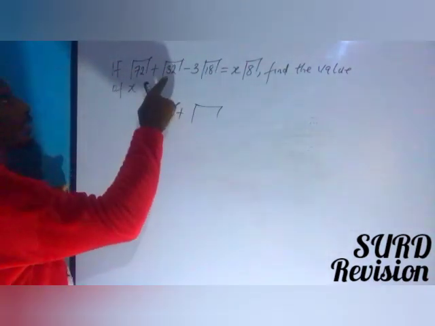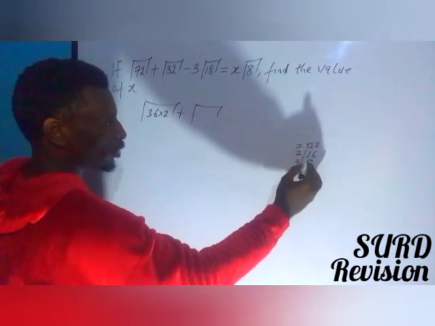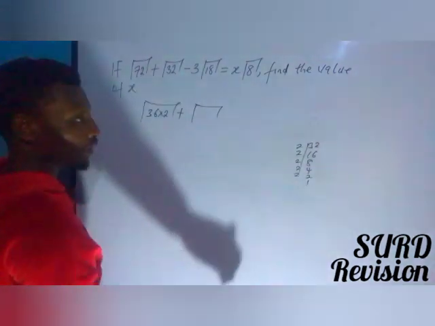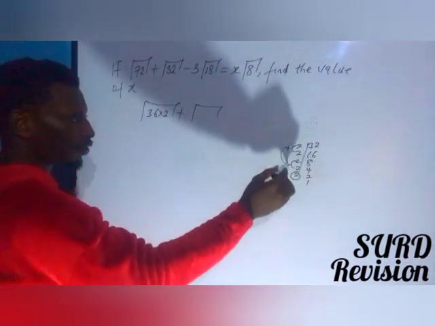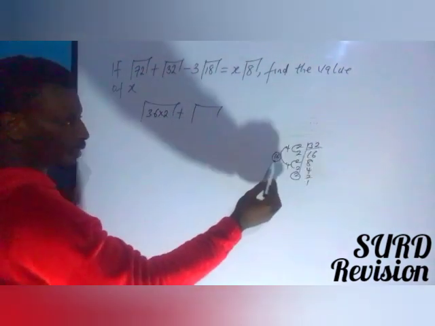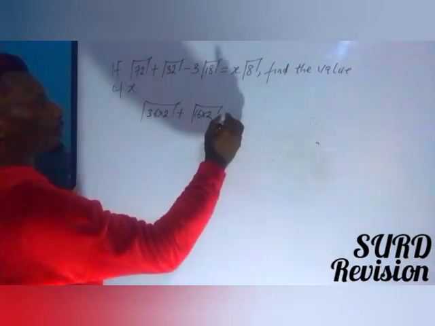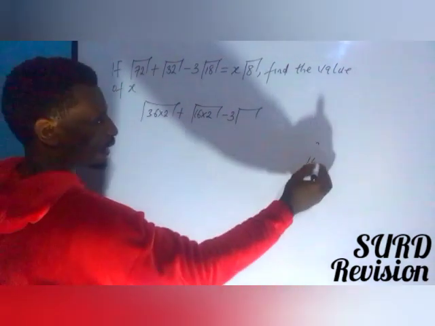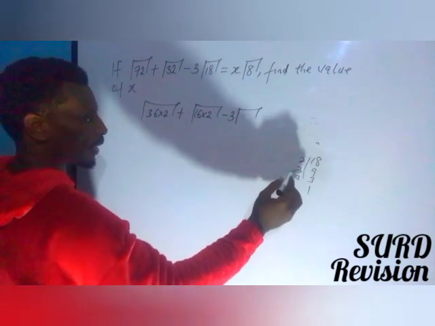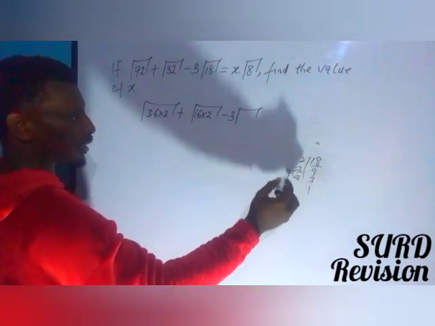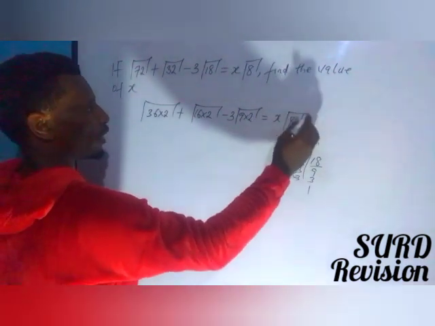Plus, 32 can also be written as 2 into 32 is 16, 2 into 16 is 8, 2 into 8 is 4, 2 into 4 is 2, 2 into 2 is 1. So you take the pairs, 2 and 2 is 4, 2 and 2 is 4, leaving us with 2. So 4 times 4 is 16, and 32 can also be written as 16 times 2. Minus 3 surd 18 can also be written as 2 into 18 is 9, 3 into 9 is 3, 3 into 3 is 1. You take the pairs, that is 3 and 3 is 9, and 18 can also be written as 9 times 2. This is equal to S surd 8.